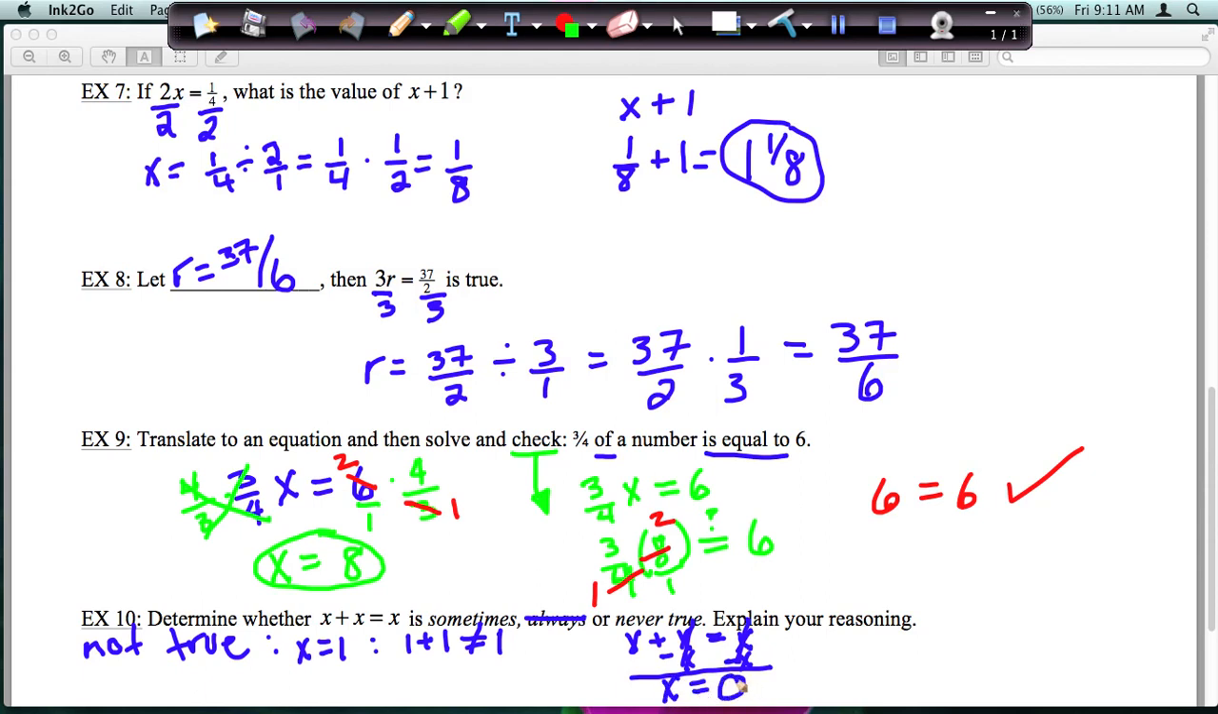So this is the time when this case works. If x is 0, 0 plus 0 equals 0, then it'll work. So this is sometimes true. And really the only time it's true is when x equals 0, otherwise it's not true.